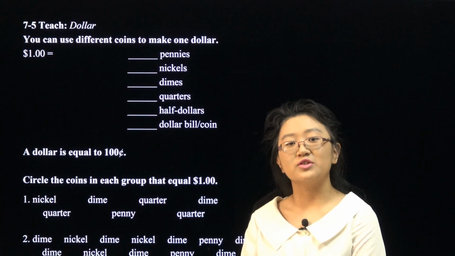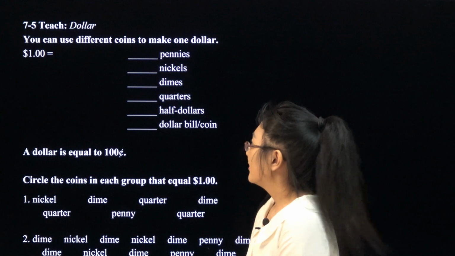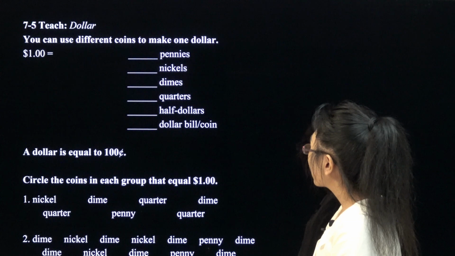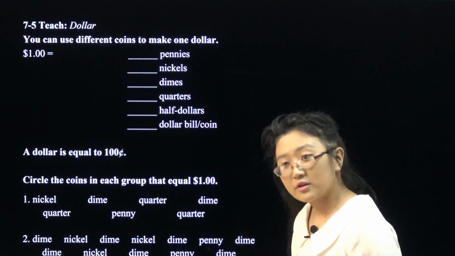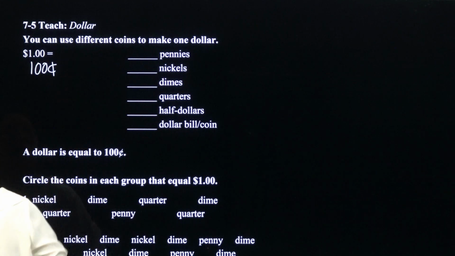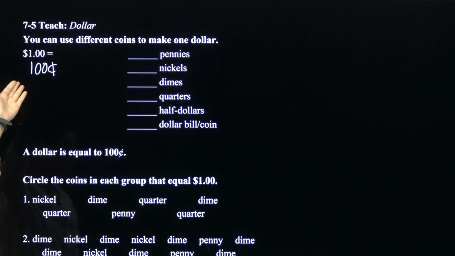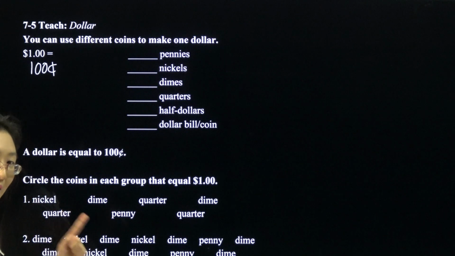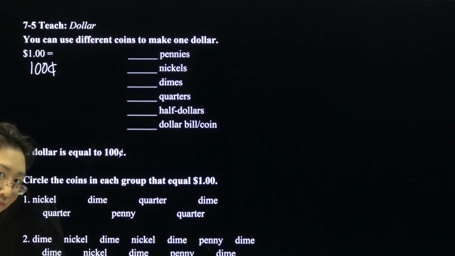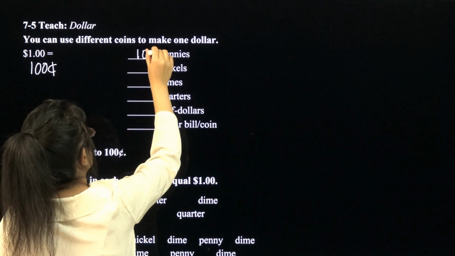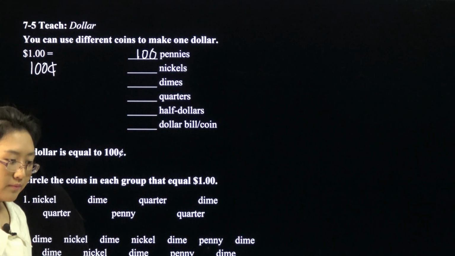Alright, so now we're going to teach you the concept of a dollar. You can use different coins to make a dollar. So, a dollar is equal to 100 cents. So a dollar is equal to how many pennies? How many pennies is 100 cents? 1 penny is 1 cent. So that's 100 pennies.